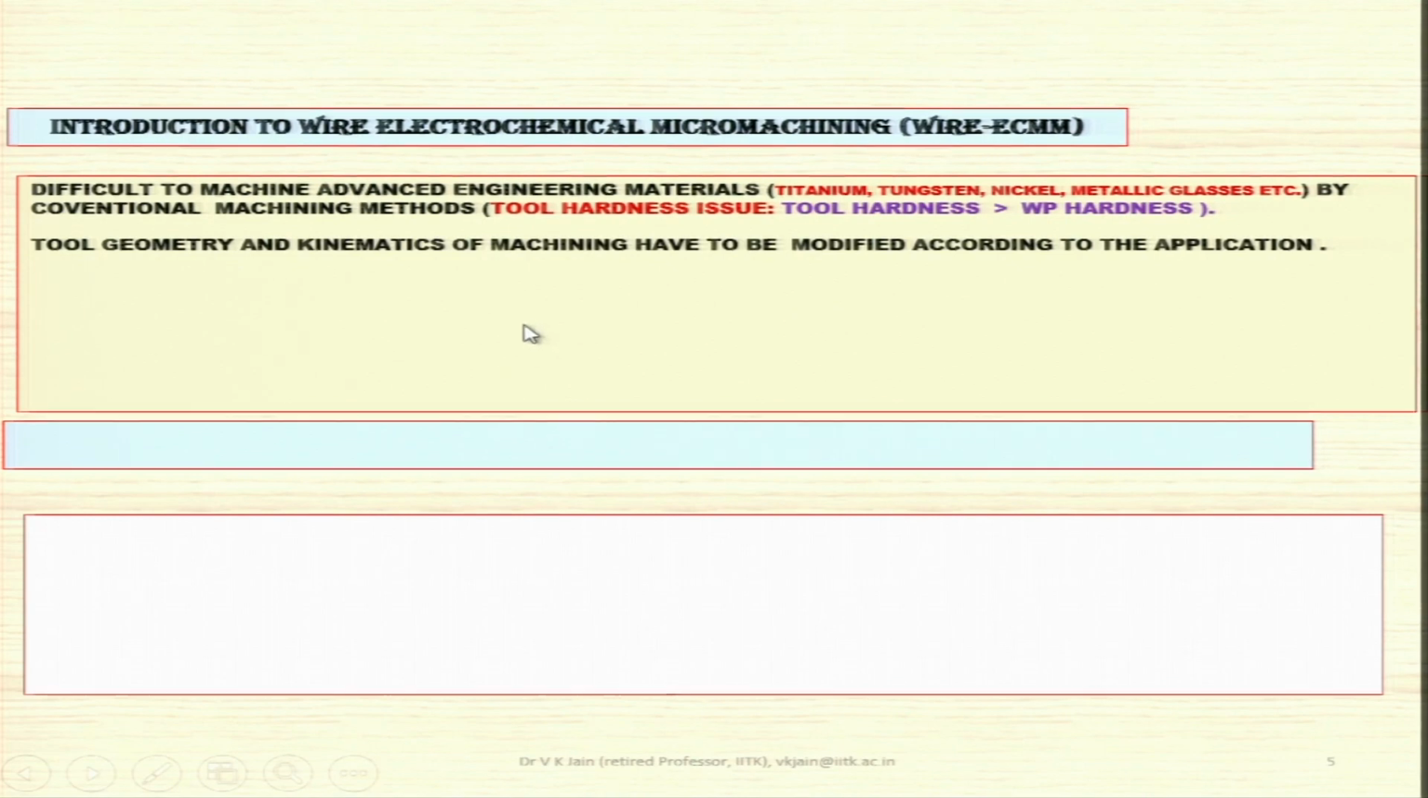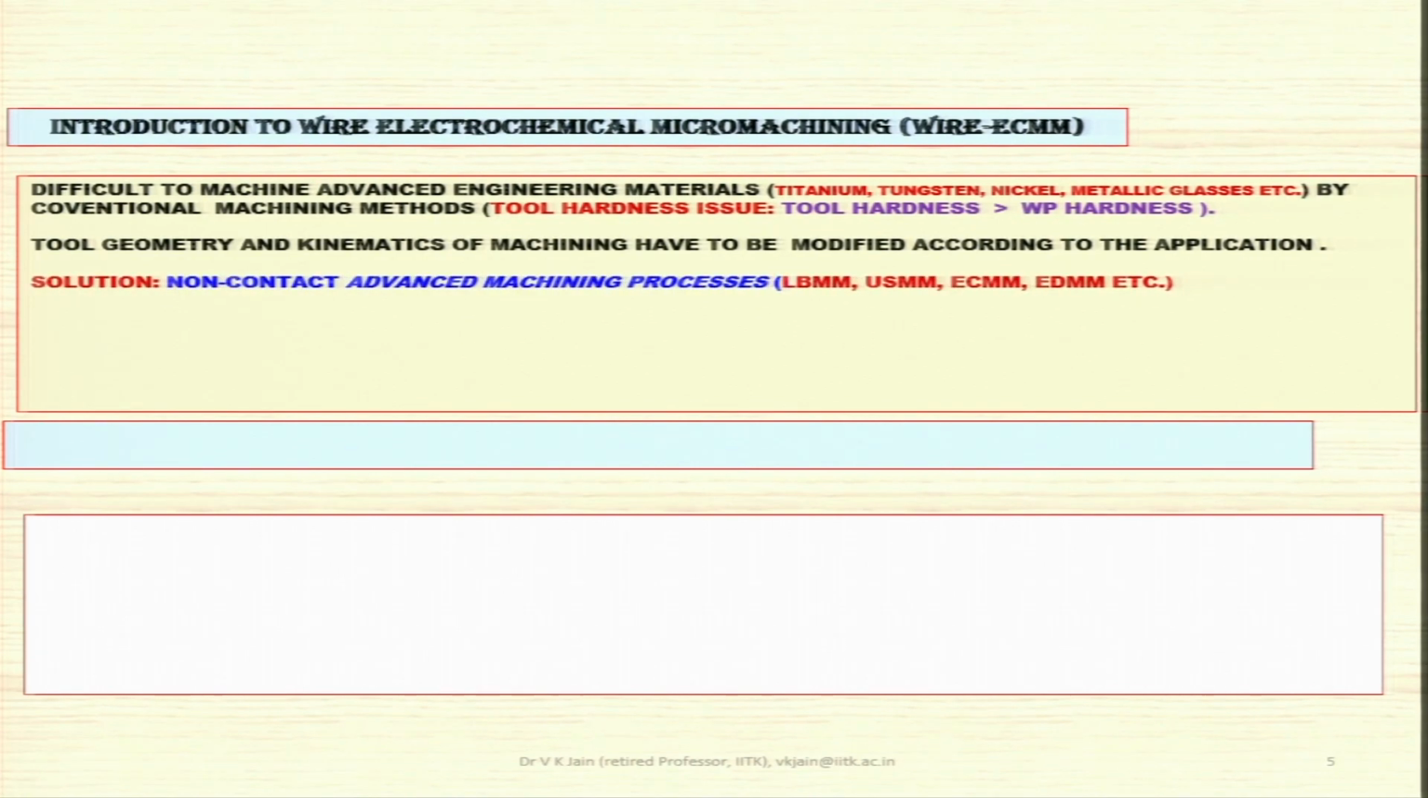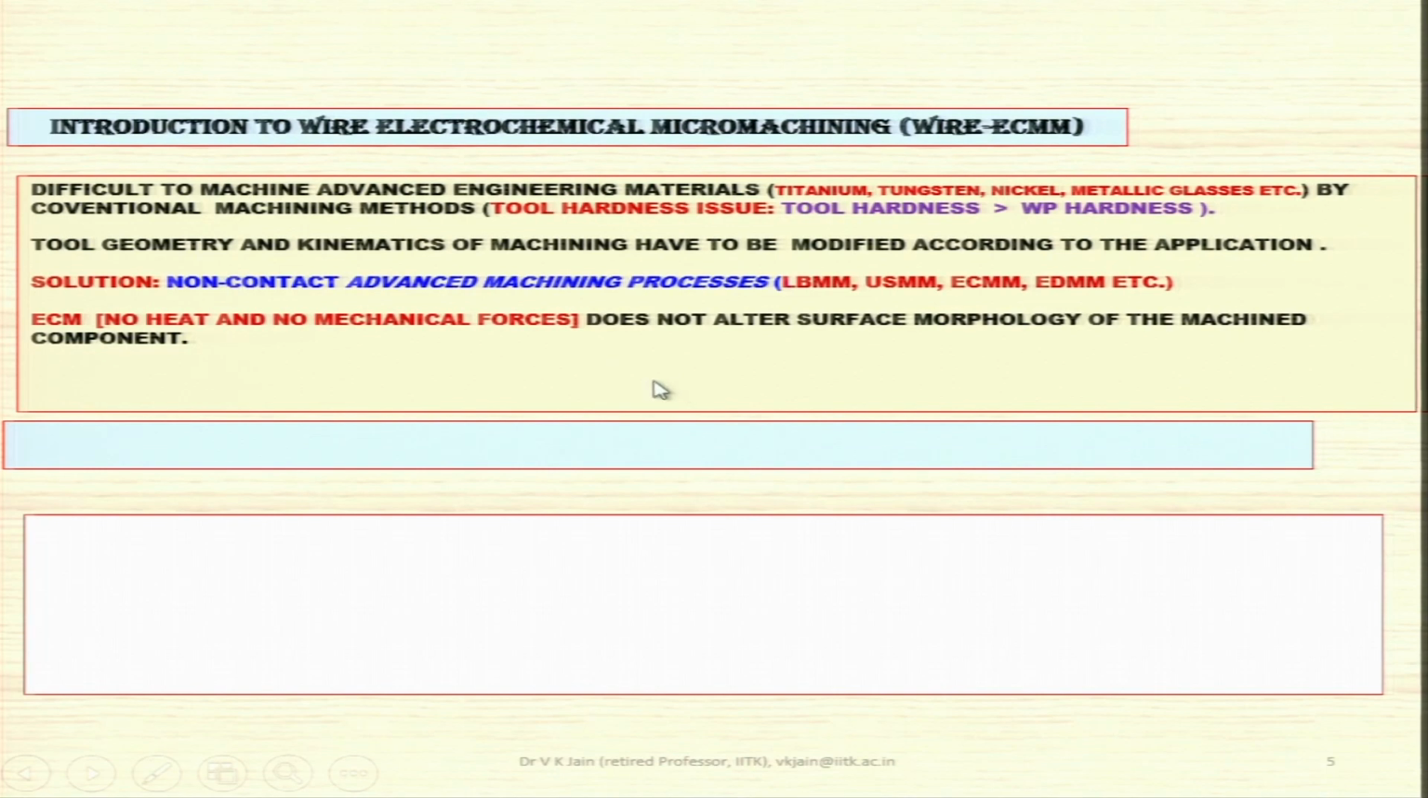Tool geometry and kinematics of machining have to be modified according to the application of the machining method. The solution is non-contact advanced machining processes like laser beam micromachining, ultrasonic micromachining, electrochemical micromachining, electric discharge micromachining, etc. In ECM, no heat is generated and no mechanical forces act on the workpiece. It does not alter the surface morphology of the machined component compared to the original morphology of the surface, except very minutely, if at all.